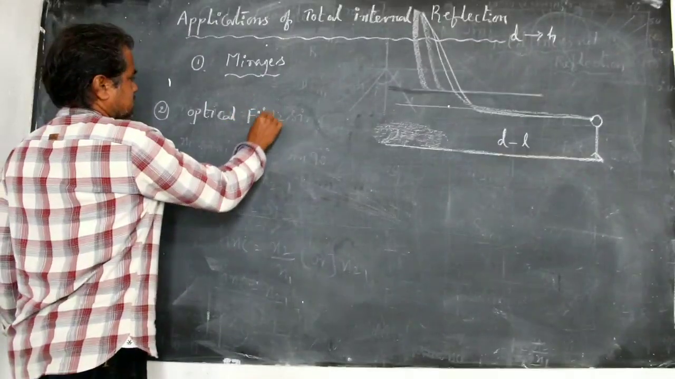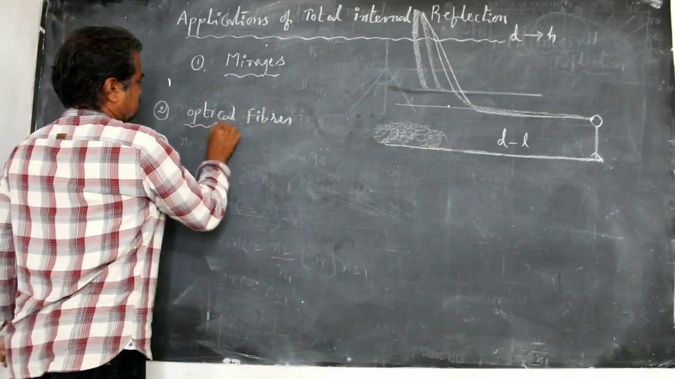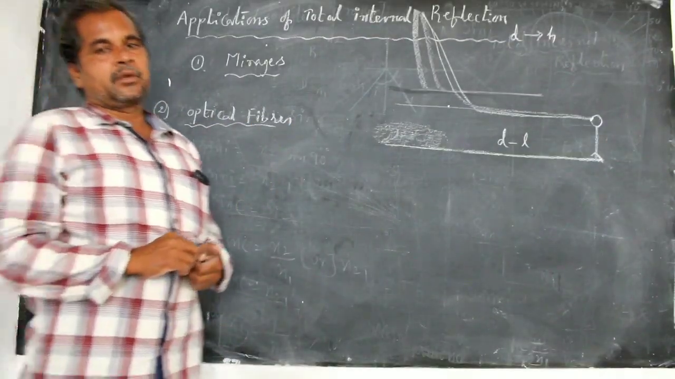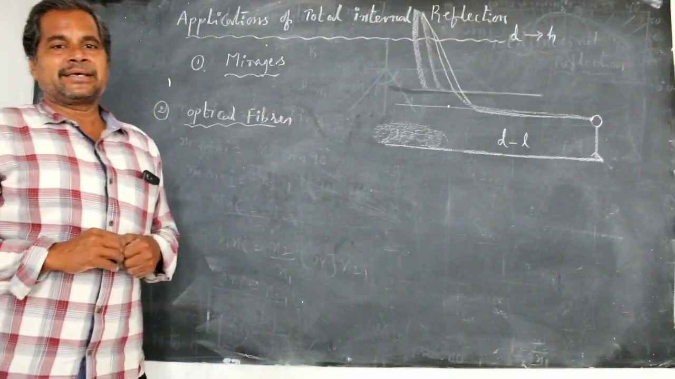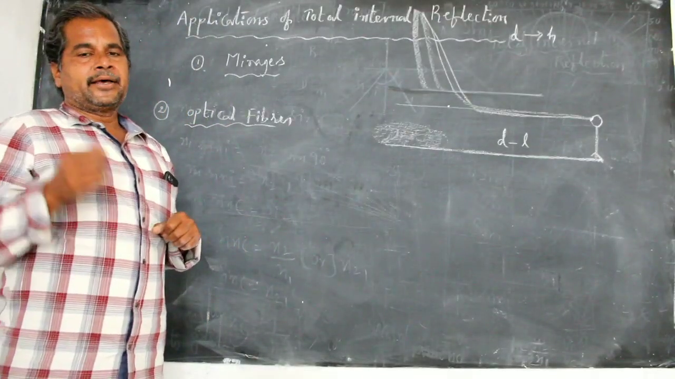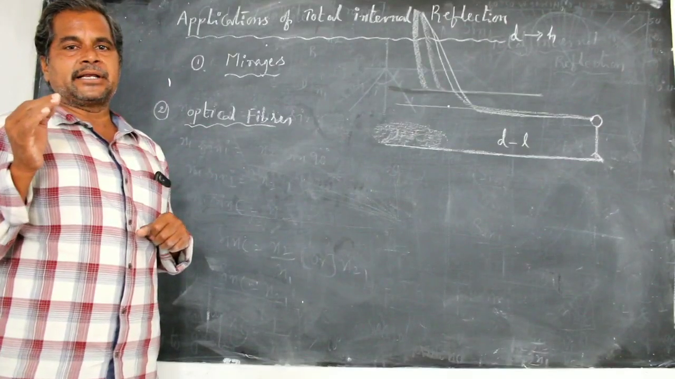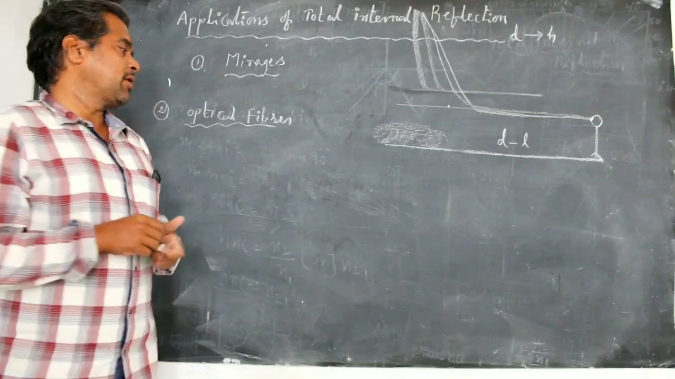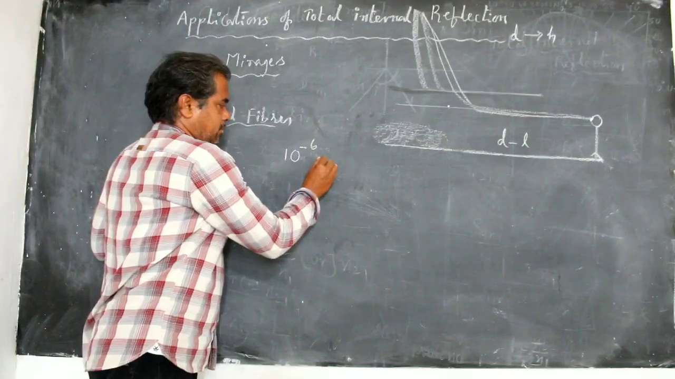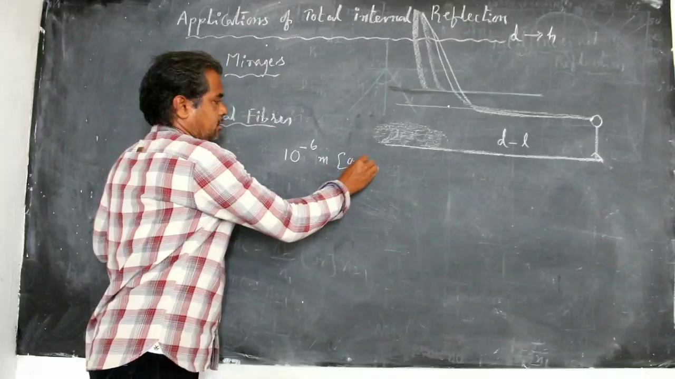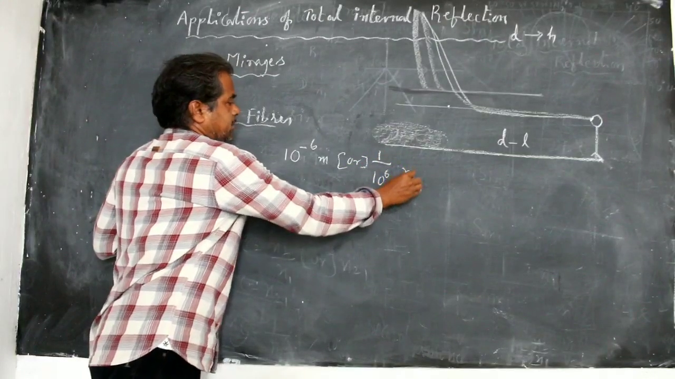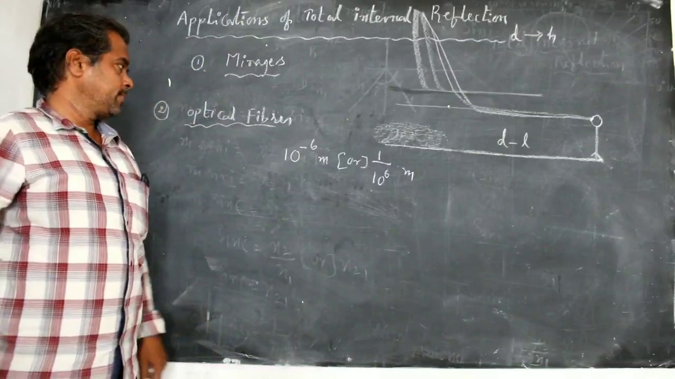Optical fibers, also working on the principle of total internal reflection. Optical fiber is a very thin fiber. It has a radius of about nearly 1 micrometer, meaning 10 power minus 6 meters, or 1 by 10 power 6 meters. It is called 1 micrometer.